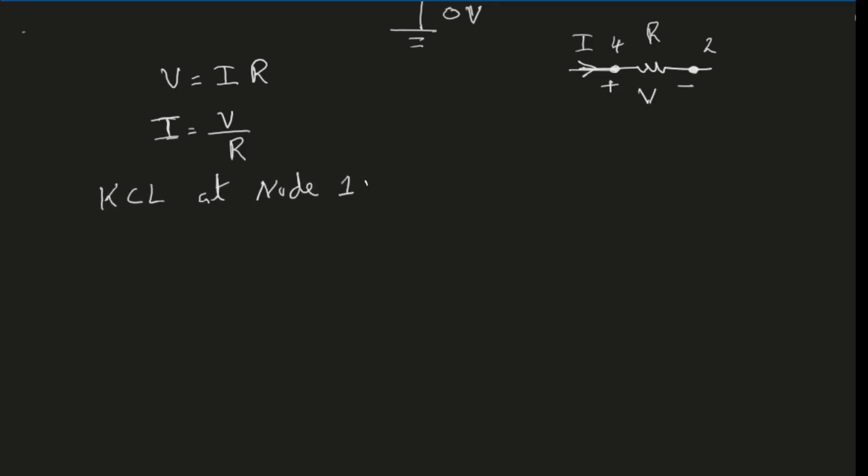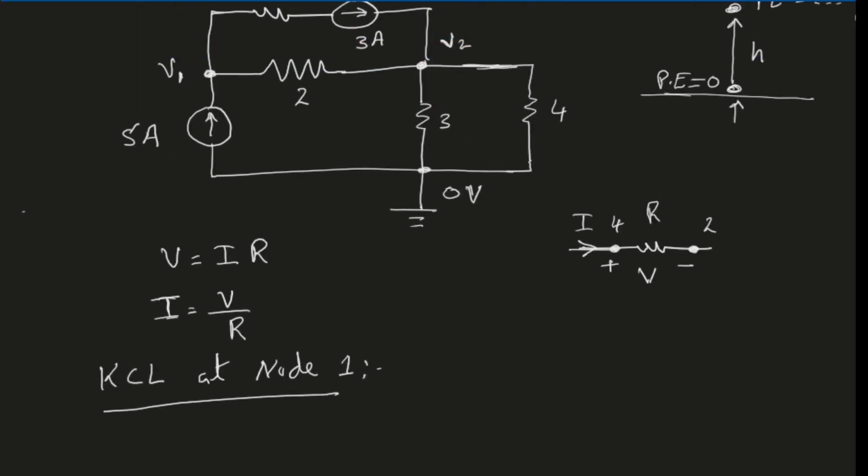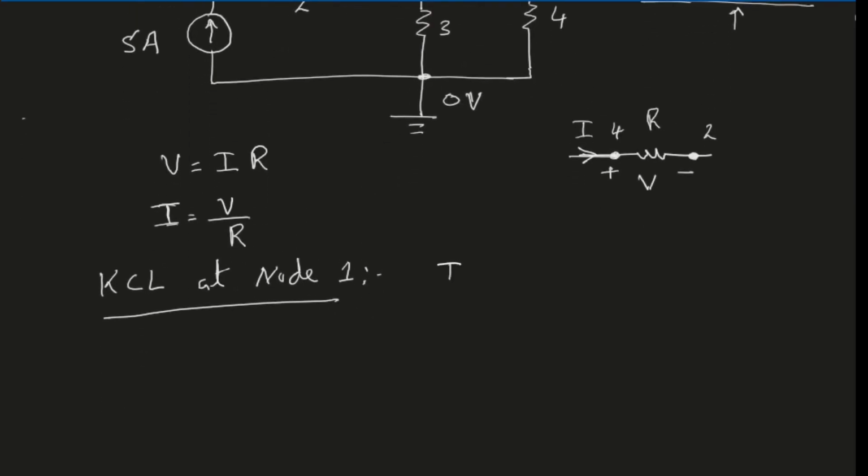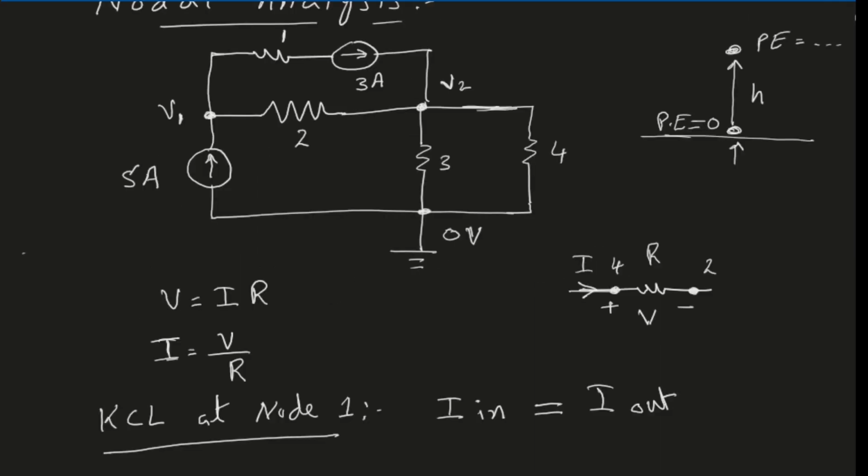So I want to apply KCL at node 1. The statement of KCL is that the amount of current that is coming into the node is equal to the amount of current that is going out of the node. So looking at the circuit, now I want to just assign a few different current values. First of all, we have, let's say, this current. I'm going to give it a name, I1. This current is I2, and this current is I3.